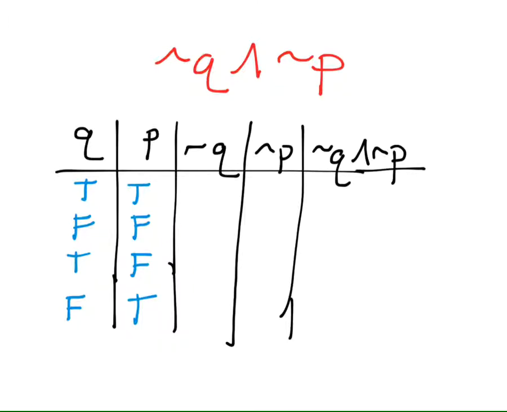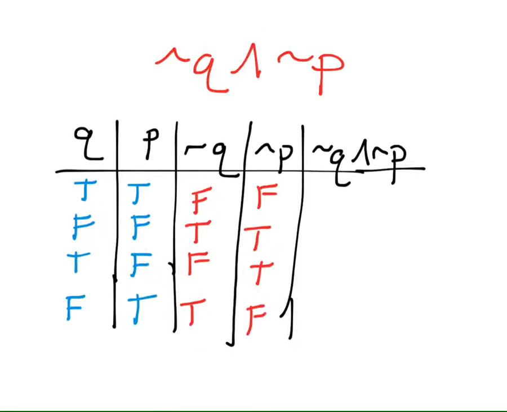If I'm looking at not Q here, what would go here? False, because Q is true. What would go here? True, because Q was false. What about here? False, and then true. The negation is just the opposite. Now let's do not P. What would go here? False, because P was true. Here, true, because P was false. True, because P was false. False, because P was true.